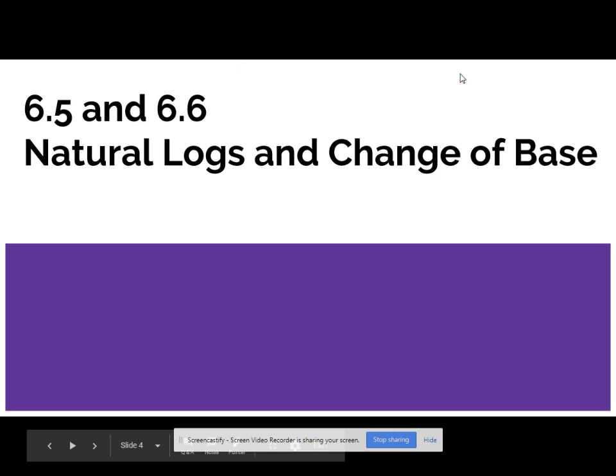The last two sections of chapter 6 are very similar. In fact, it's hard to cut them off at where one stops and the other starts. It's a lot of practice of using logarithms and looking at different equations and different formulas for using it.